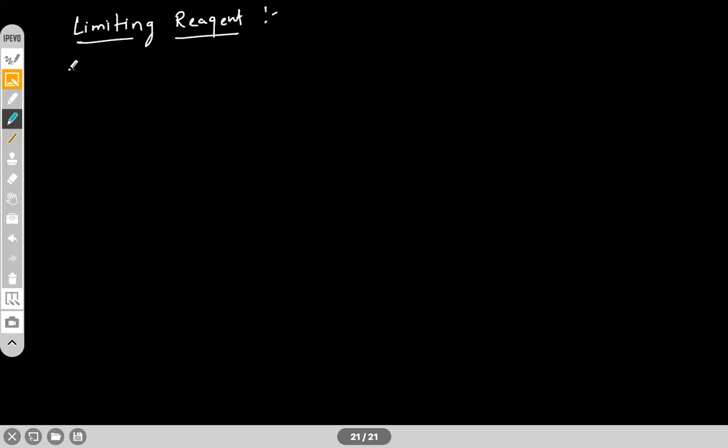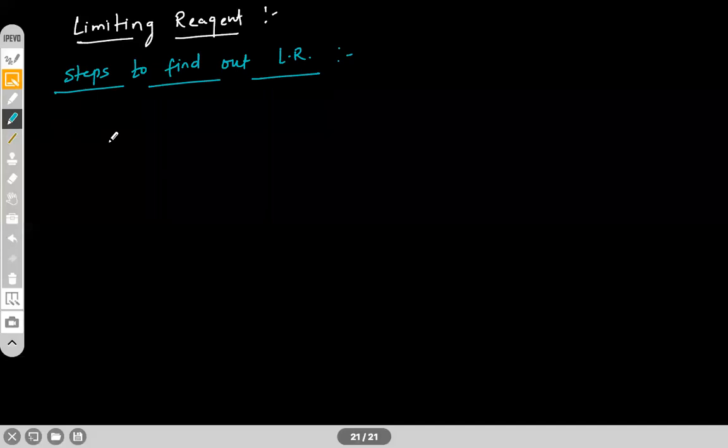Steps to find out the limiting reagent. Write down the steps to find out LR, limiting reagent. First step is to balance the chemical reaction. Next.